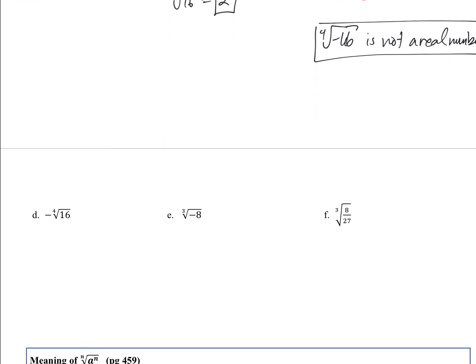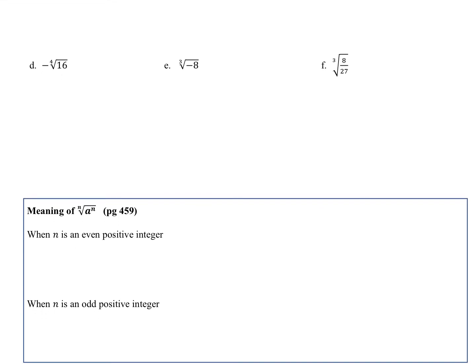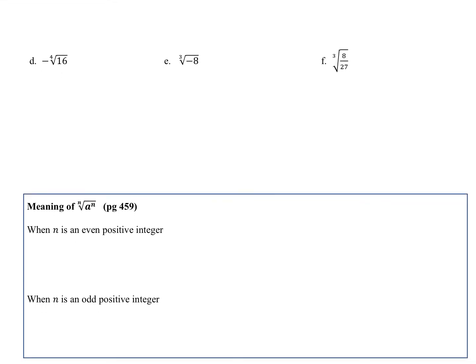Kind of interesting. Now let's take a look at the next one. Negative 4th root of 16. Well, we already know that the 4th root of 16 is 2, right? So this is going to be the opposite of 2, which is just negative 2. So the negative on the outside didn't change our answer.